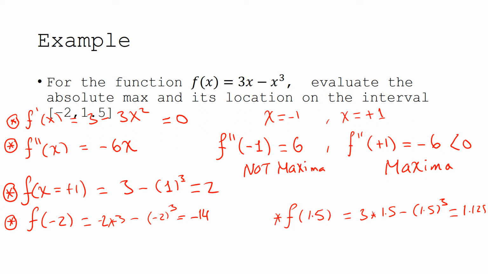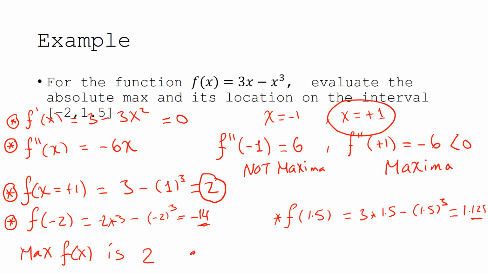So what we did now, we had two candidates for local extrema. We rejected one, this is not a maximum. We accepted one. Okay. We have the value of the function at this candidate maxima. We have the value of the function at the ends of the range. Apparently, you can see that this is the maximum. So the maximum of f of x is equal to 2. And this happened at a value of x equal to plus 1.